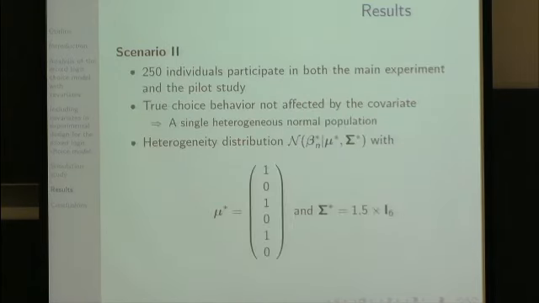The second scenario, same assumption about the pilot study, but now the true choice behavior is not affected by the binary covariate. So we do not observe segments, we just assume a single heterogeneous normal population. So we do not have the covariates in the mean, we just have a single mean vector mu star, and here are the values that we considered.